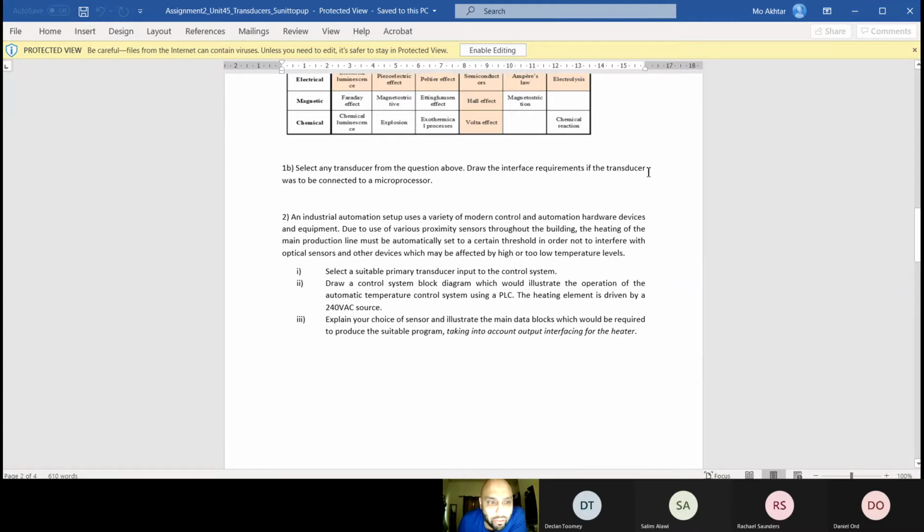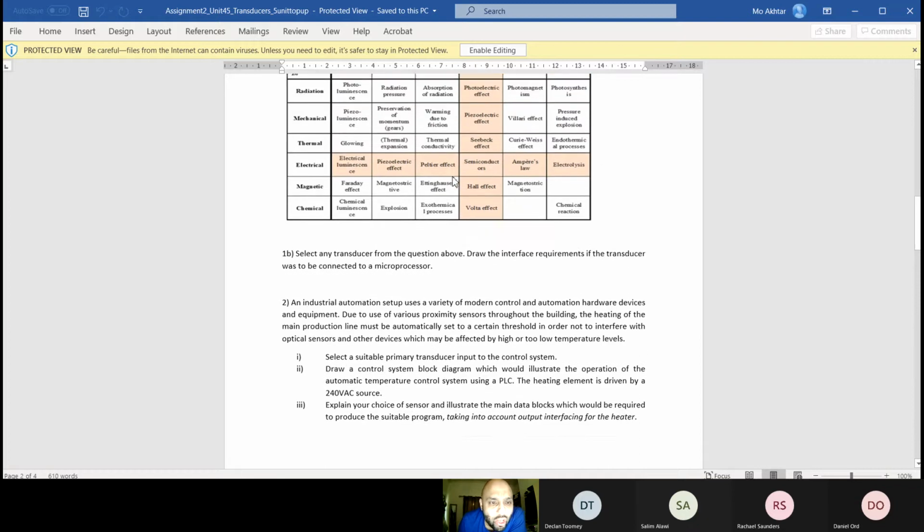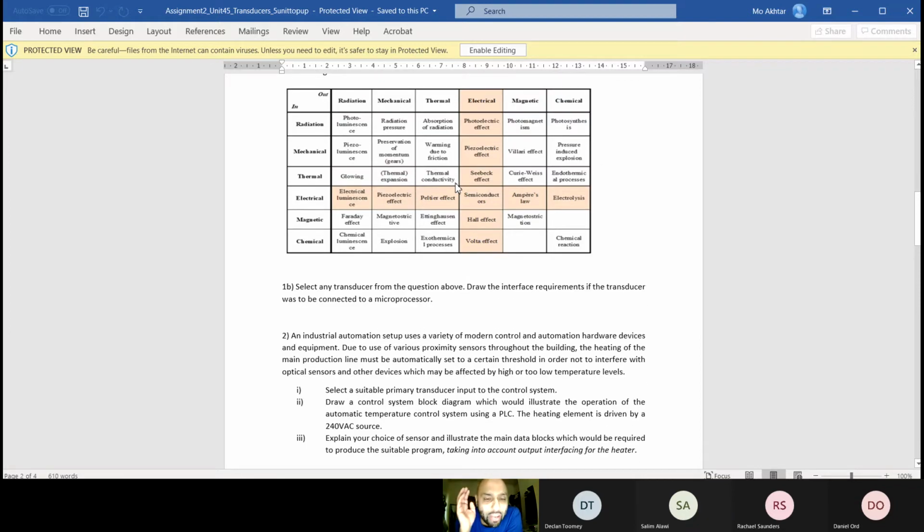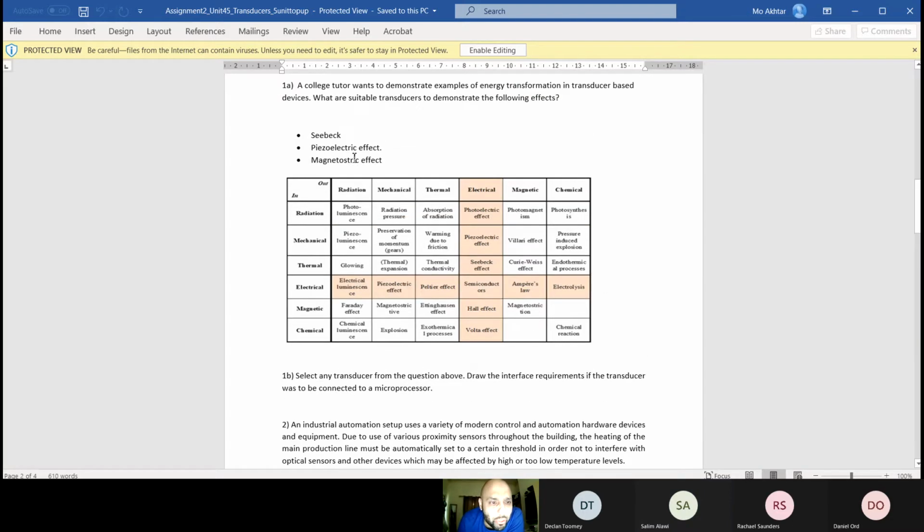Okay, 1B. Select any transducer from the question below. Draw the interface requirements of the transducer if the transducer was to be connected to a microprocessor. So what you've got to do is take any of these transducers, it doesn't matter which one. Say, for example, you take the thermocouple.